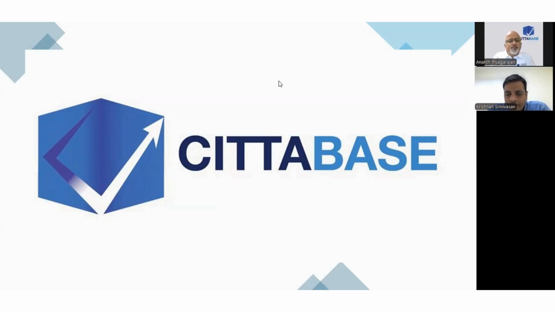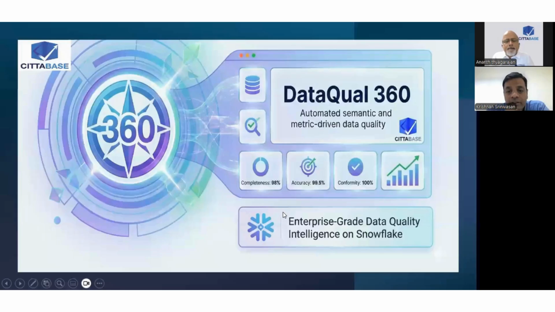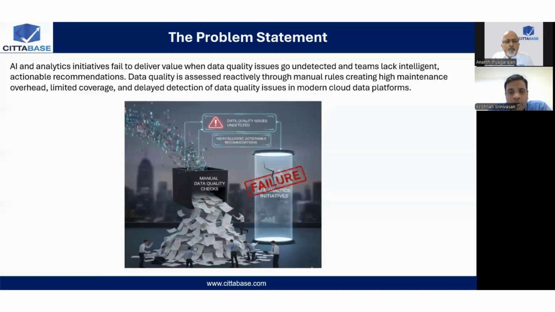Yeah, sure. Thanks, Anand. So today we're going to talk about our new app that we put together for data quality. It's called DataQual 360. Just to go through the problem statement, most of the time AI and analytics initiatives fail to deliver value just because a lot of data quality issues go undetected, and there are no actionable recommendations, and it's an intensely manual process as well. There's a lot of overhead that goes with it.